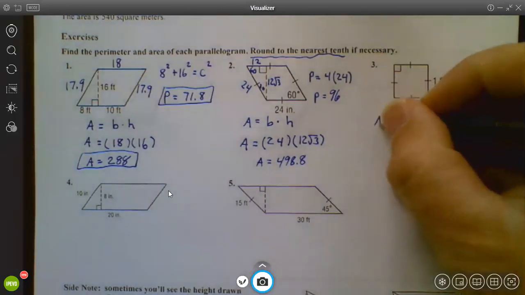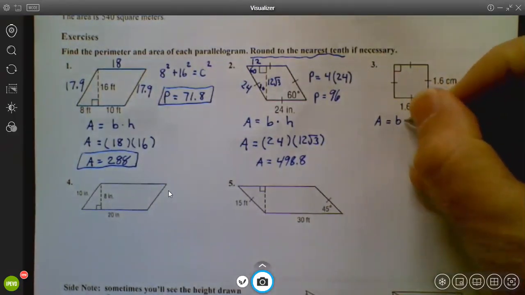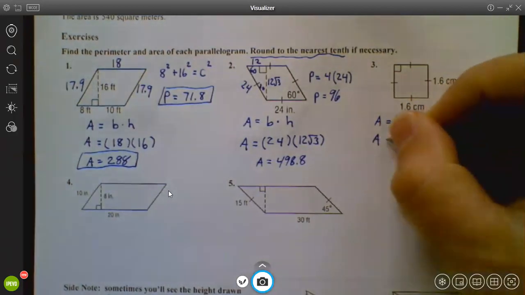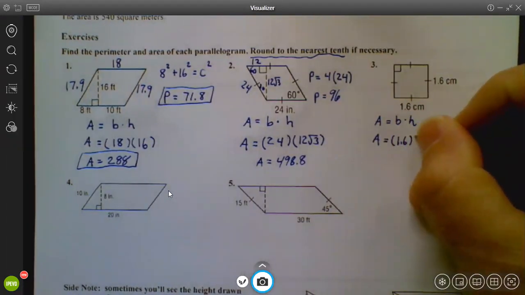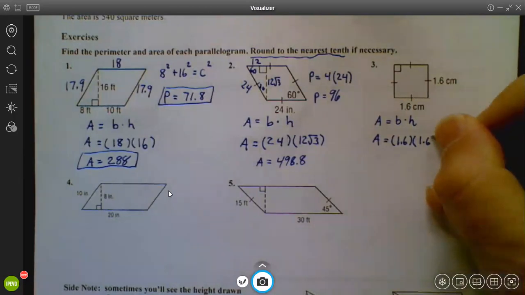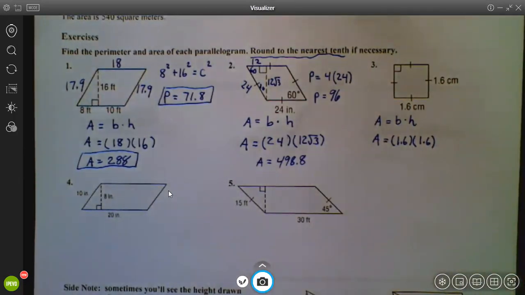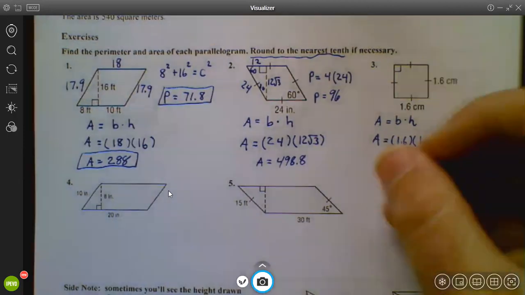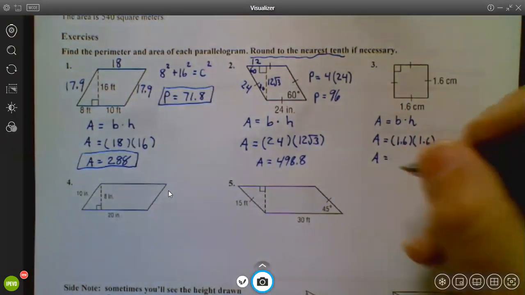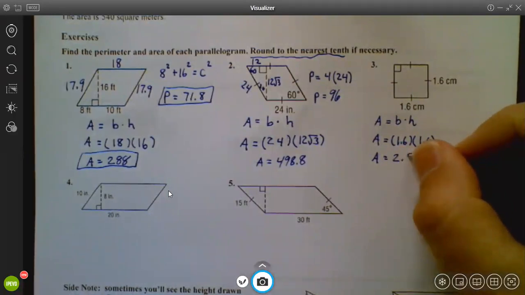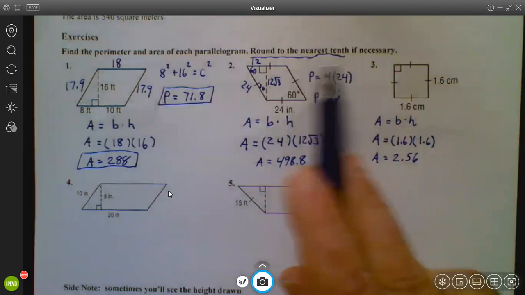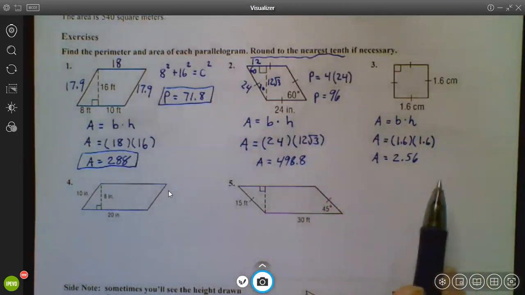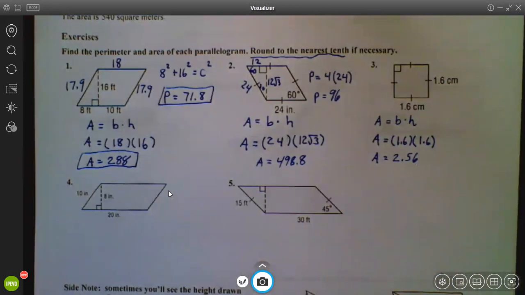So we can still do base times height to get the area, which in this case, if it's a square, your base and height are equal. So it's really 1.6 times itself. So you could write that as 1.6 squared if you want. So that's what it would be if we did it exactly, not rounded. Guys, do notice the directions say round if necessary. Really not necessary to round on this because this is an exact answer. It's not a rounded answer.